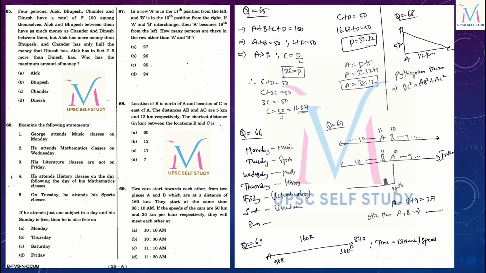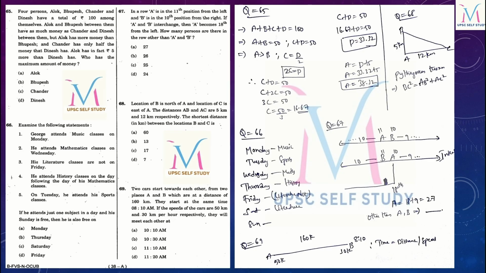Now we will be finding the amount of D with the help of C. C plus D is again equal to 50, and instead of C we write 16.67 plus D, that is equal to 50. So if we calculate, D is equal to 33.32. So here the D amount is 33.32.